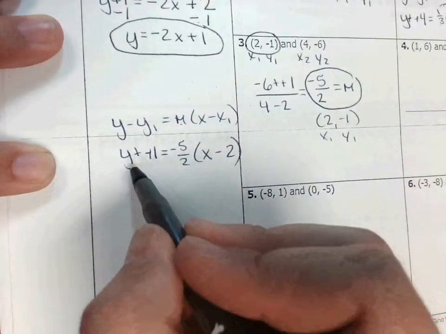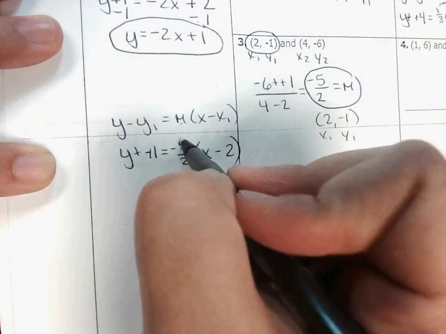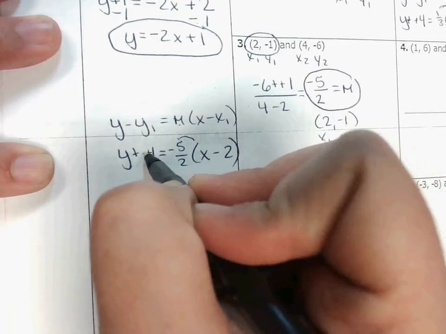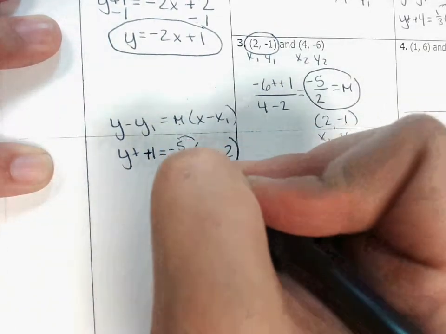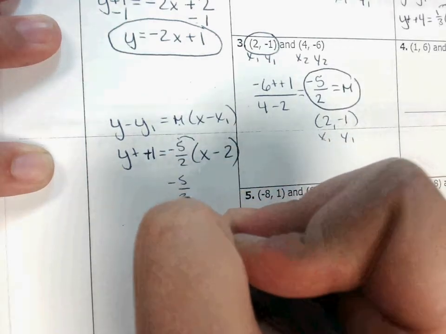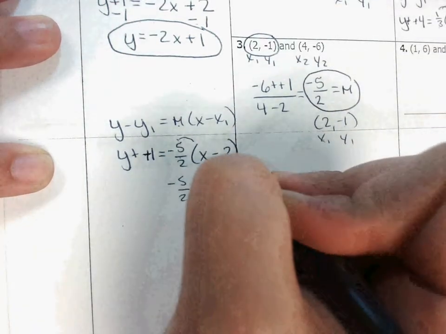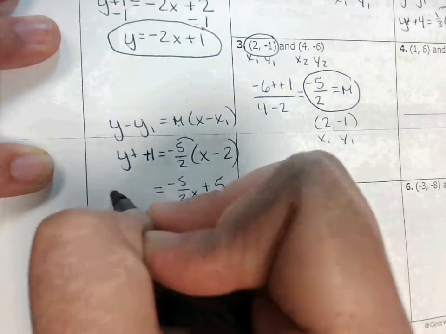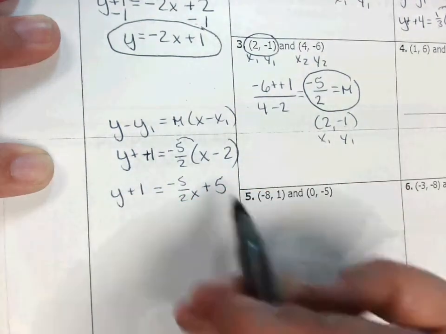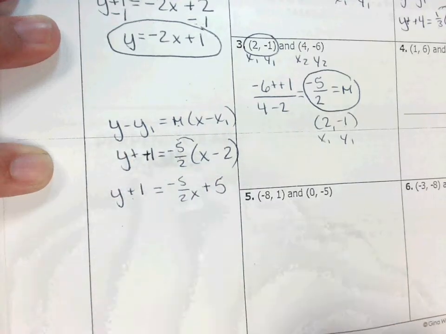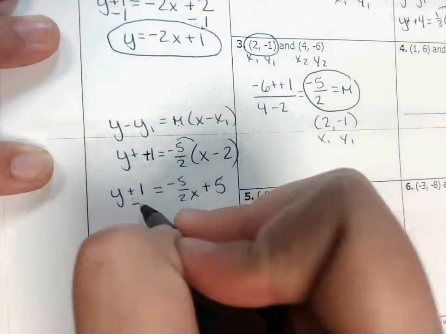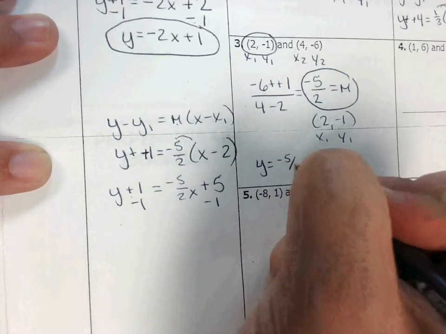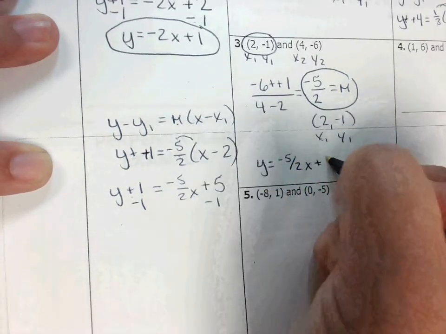Again, I need to get y by itself. I need to convert this, so I have to distribute. This is a positive. Looks kind of weird. Negative 5/2 times x is negative 5/2 x. Negative 5/2 times negative 2 is a positive 5 equals y plus 1. Because remember, the 2 positives, it's the same as 1 positive. Subtract 1, you get y equals negative 5/2 x plus 4.